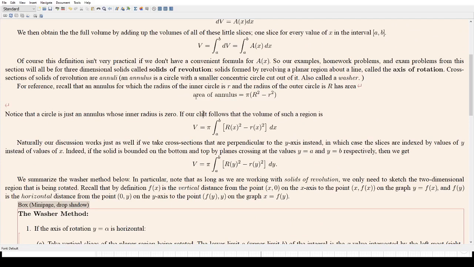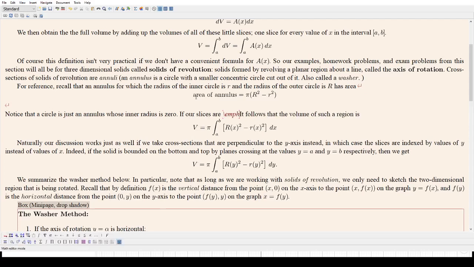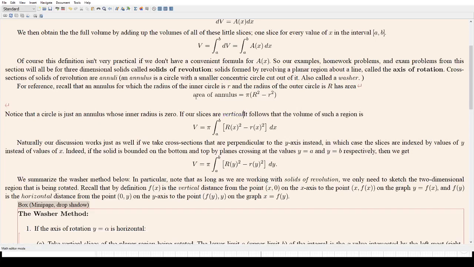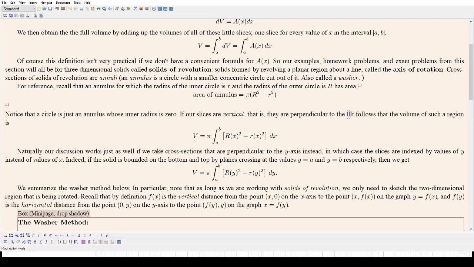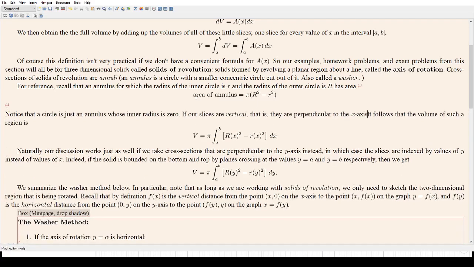So if our slices are vertical, that is, they are perpendicular to the x-axis. So you can see in thrilling real time how I have never taken a typing course in my life, because I make numerous mistakes. All the same, I do somehow manage to get these notes written.